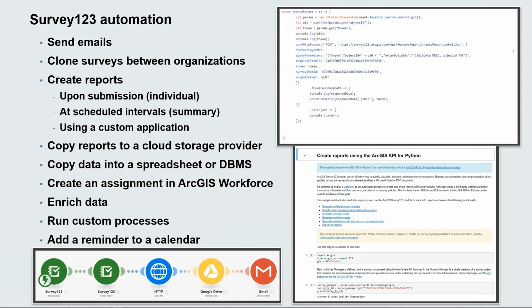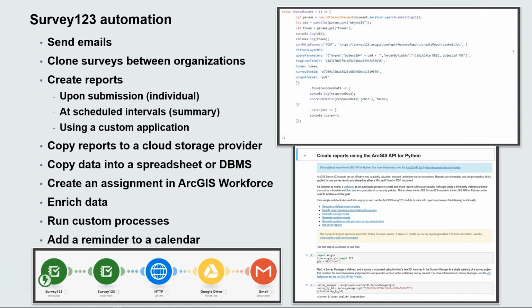Before getting started and diving into Python specifically, I wanted to back up and note that a number of Survey123 workflows can be automated using a variety of tools. Workflows such as sending emails when a survey is submitted, generating reports as surveys roll in, copying data to a spreadsheet or database management system, creating reports in your own custom applications using the Survey123 Report REST API, and using Esri's GeoEnrichment API to enrich data can all be accomplished using Esri-provided or third-party tools that all integrate with Survey123.